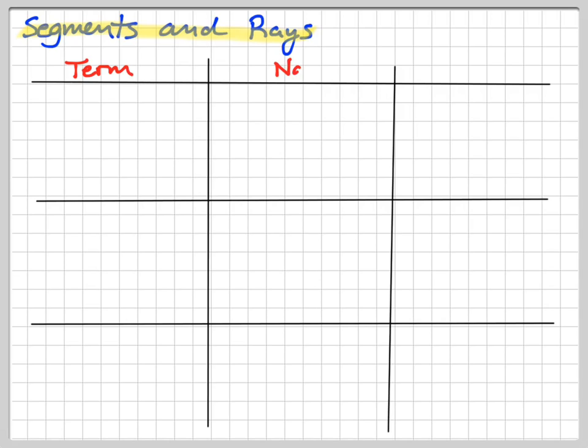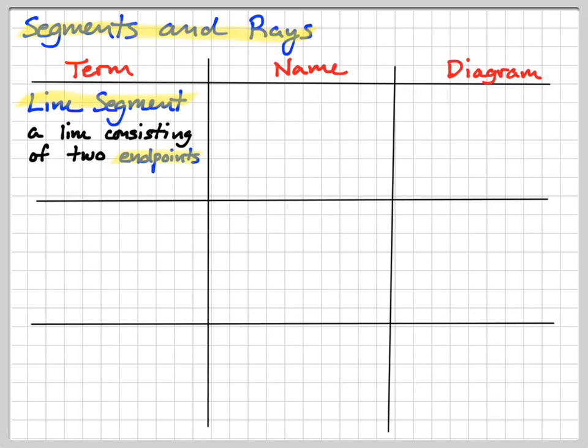Segments and rays. Make another box like this, a 3x3 grid with term, name, and diagram. In the upper left-hand corner, I'm going to go ahead and put in the word line segment, a line consisting of 2 endpoints. Endpoints I also highlighted because they're important facts, but I did not give them a definition because I think they define themselves in the name.